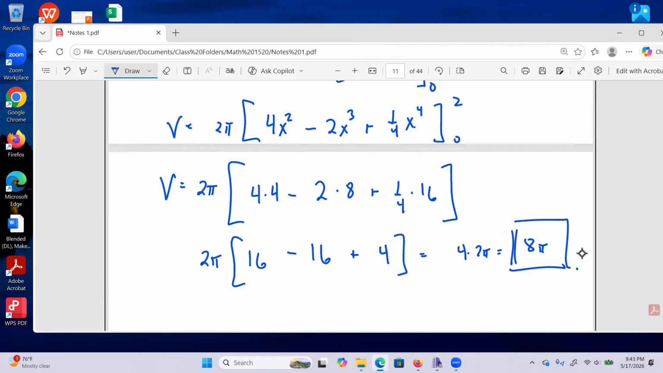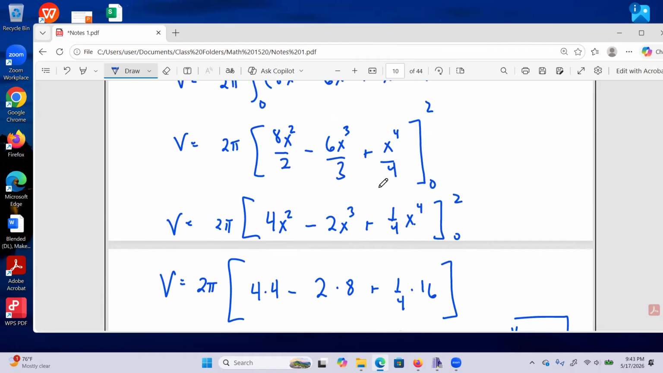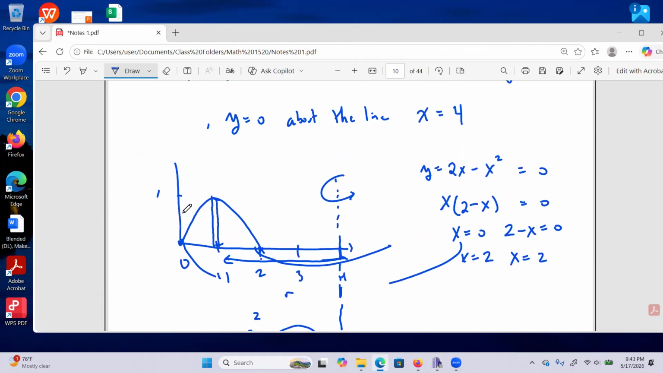And that's how you would do a problem like this. That was a little tricky because we don't have the axis of revolution at the coordinate axis. We have to move over. So we had to use 4 minus x as our radius. Sometimes we have to do that. Those are a little bit trickier, but I think you've gone far enough for this one.